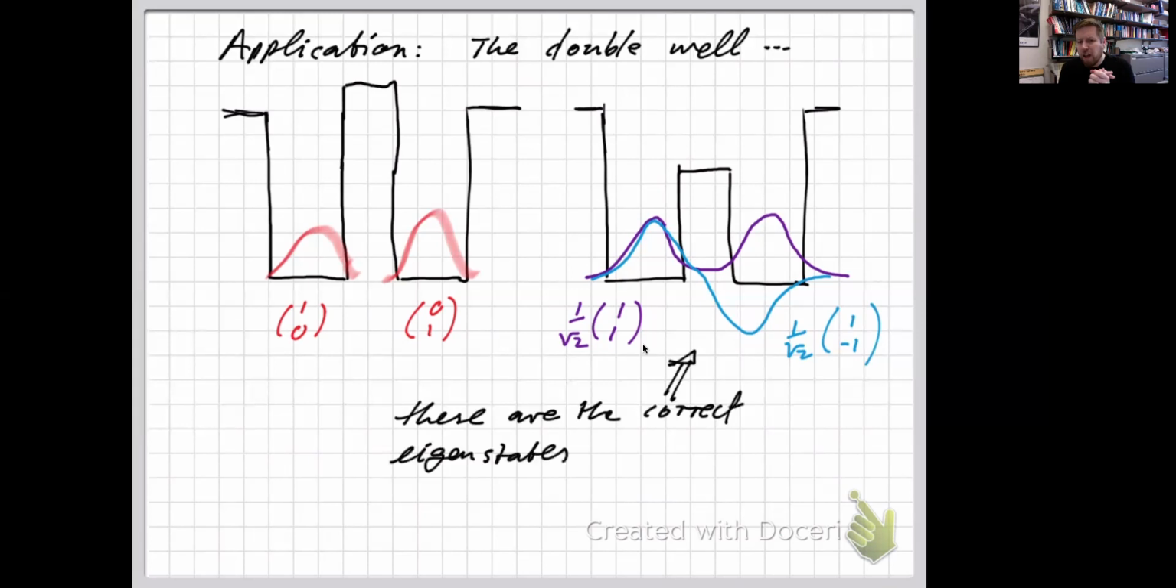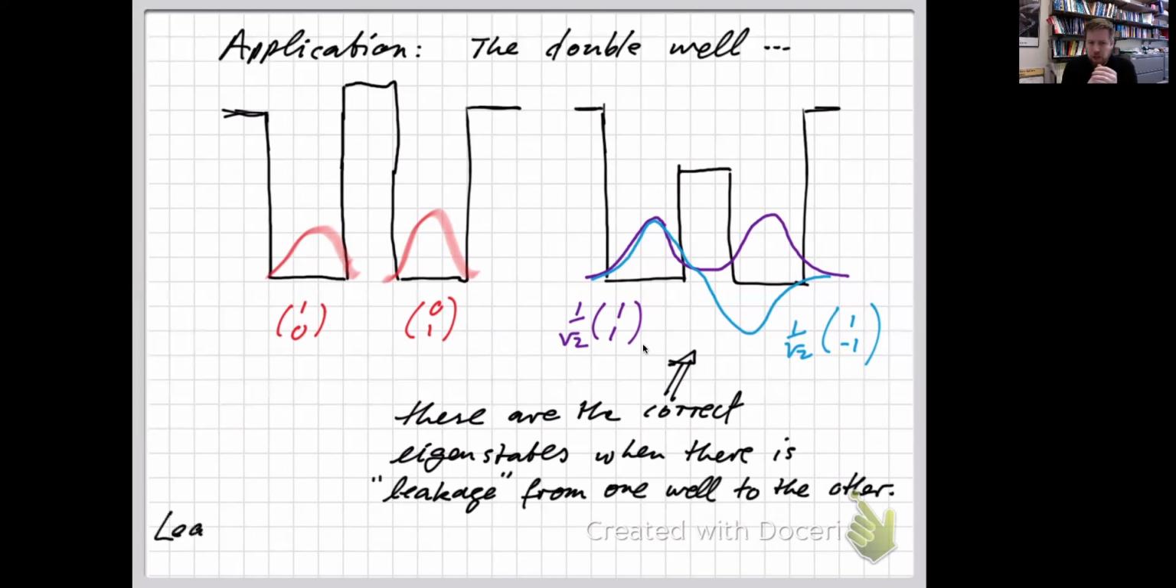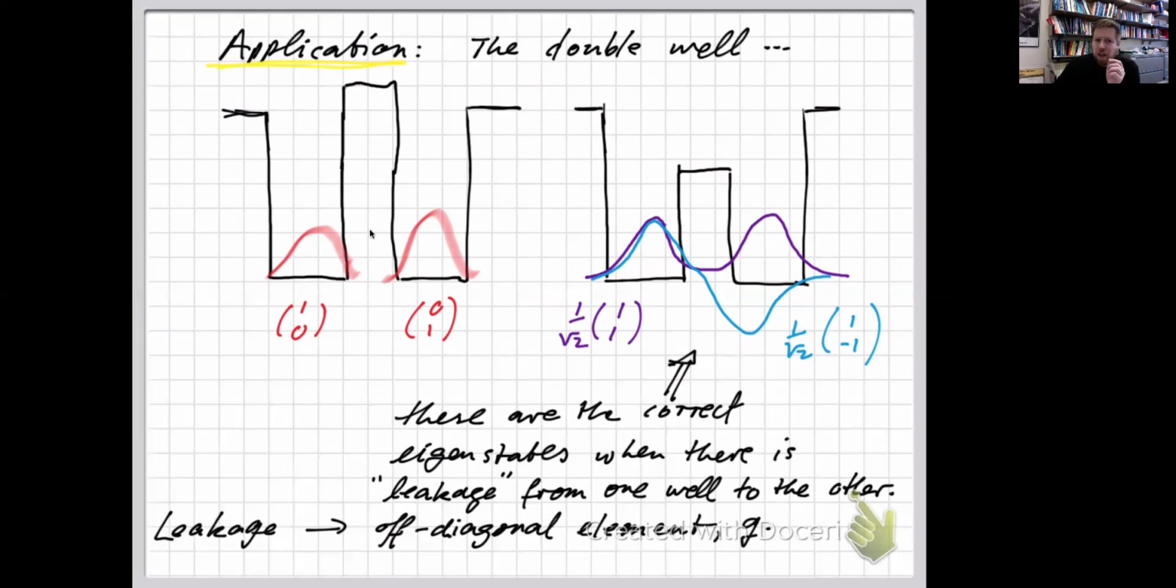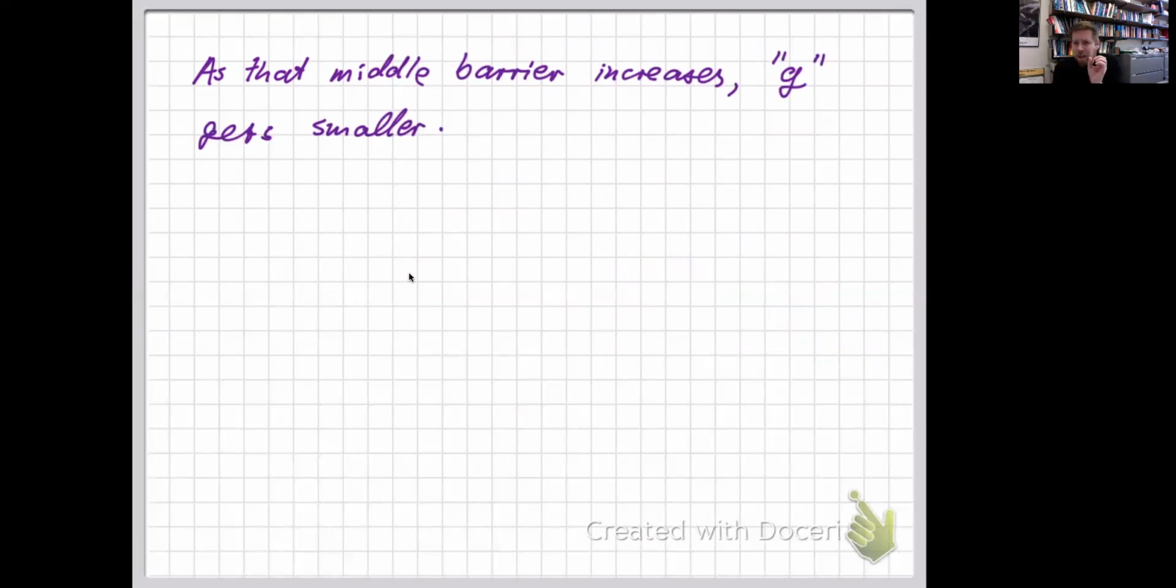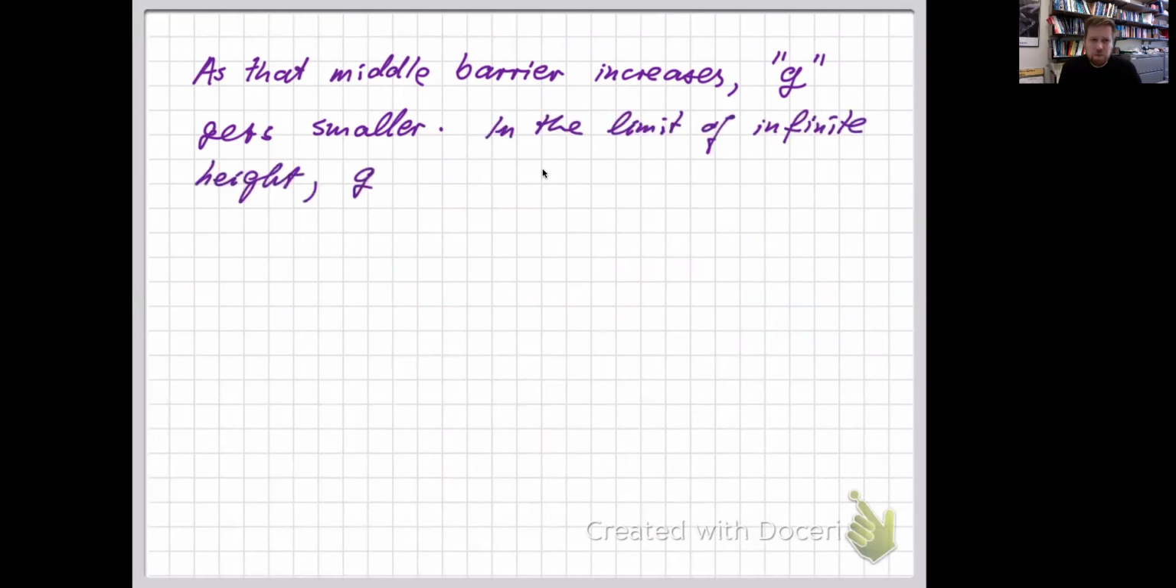Okay, so these are then the correct eigenstates when there is leakage from one well to another. We can say that that leakage, the tunneling through the barrier from one well to another, is somehow related to the off diagonal element G. If I have a G, then I have that tunneling. If I don't have a G, then the barrier is so high that I don't get the tunneling. Okay. We can say that as the barrier in the middle increases in height, then that G, that off diagonal element, gets smaller and smaller, and in the limit will just approach 0.